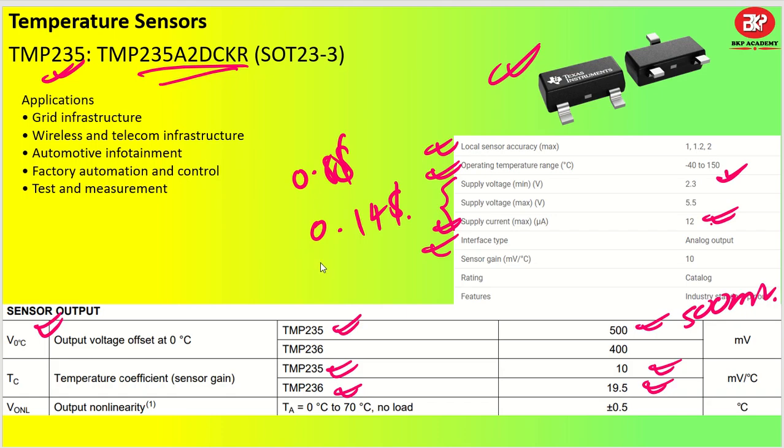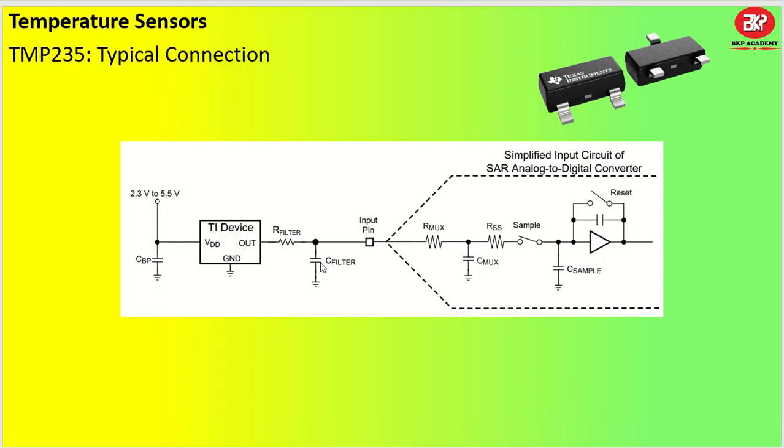So let us quickly move to the circuit diagram. So circuit diagram, there is a recommendation from the data sheet itself. Like you have temperature, you have supply voltage 2.3 to 5.5 volt. You have bulk capacitor one, and then you have a resistor and capacitor as your low pass filter, and then send it to your ADC pin. Got it?